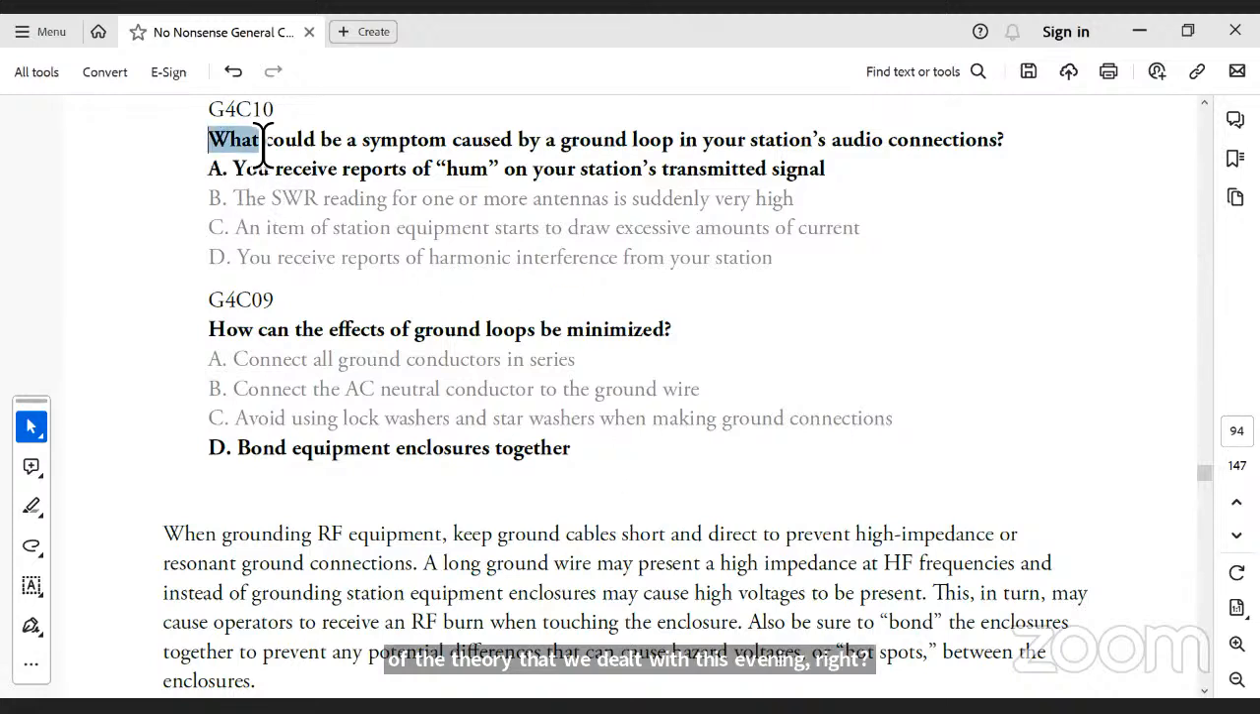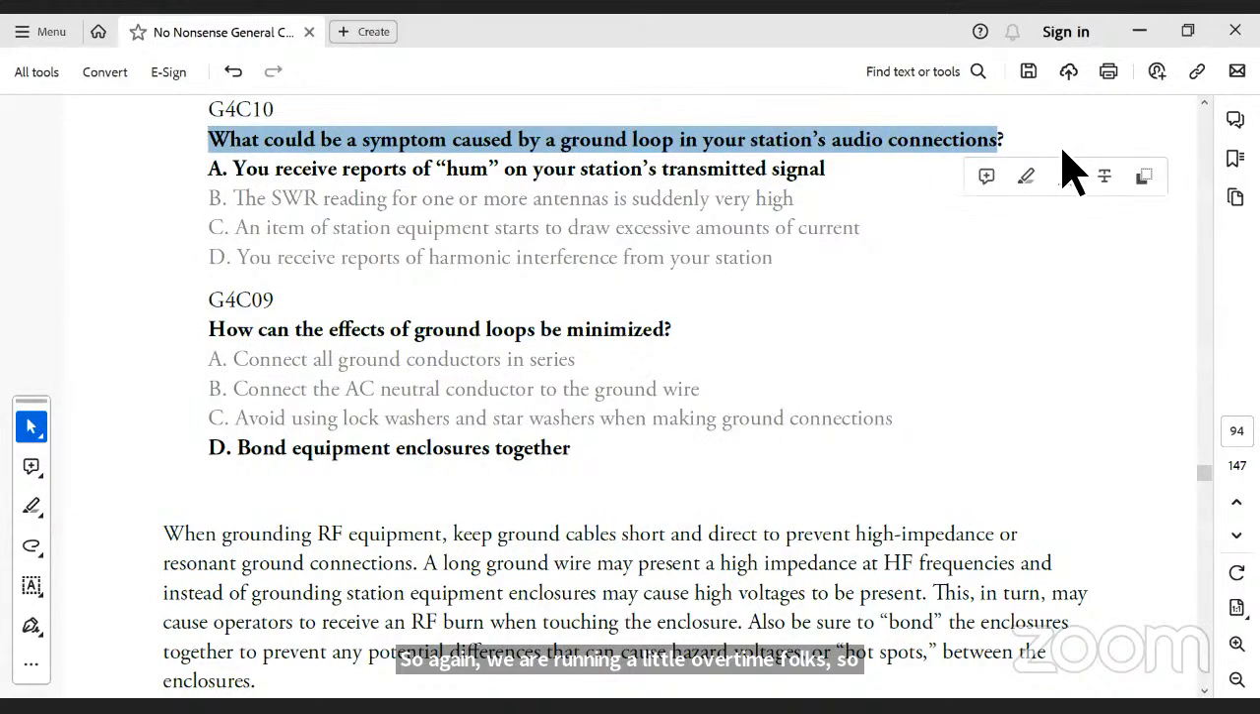Okay, so first question, what could be a symptom caused by a ground loop in your station's audio connection? We dealt with that and we said that a symptom of a ground loop is a hum. So you receive reports of hum on your station's transmitted signal. The other amateur radio operator that is listening to your transmission will say you have a hum in your signal, and that could be because of a ground loop.